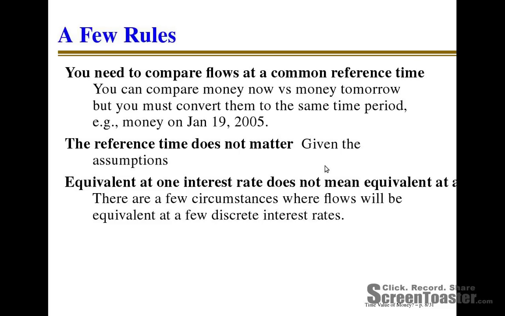One, you need to compare flows at a common reference time. You can't add money now to money later. It's two different kinds of money. It's like trying to add together dollars and baht. You're just not supposed to do it. So you always have to make some kind of conversion. But what it comes down to is that the reference period, which is rule 2, doesn't really matter. You just pick one that is computationally convenient for you.